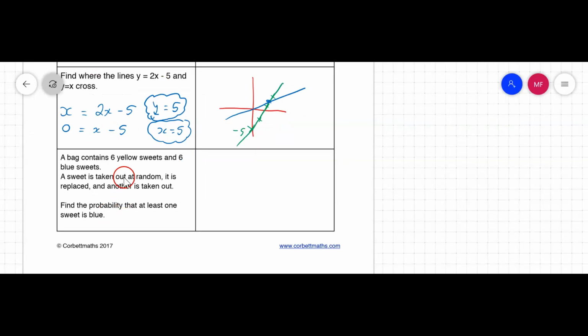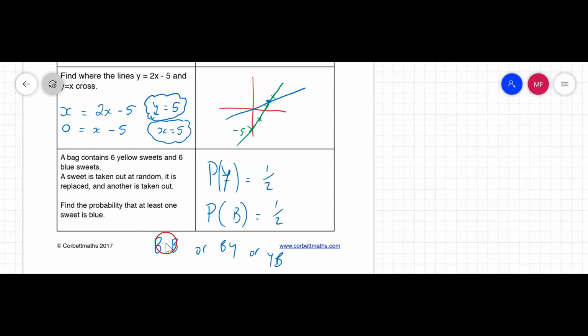Okay. Now you could do this with a tree diagram, but it isn't really necessary because you've got the same number of sweets of each colour, and also when a sweet is taken out, it is replaced. So it's actually a straightforward one. So I'm going to say that the probability of a yellow is 6 out of 12, or a half, and the probability of a blue, 6 out of 12, also a half, and we want to have at least one blue. So in other words, you want to have blue blue, or blue yellow, or yellow blue. So these are your options.